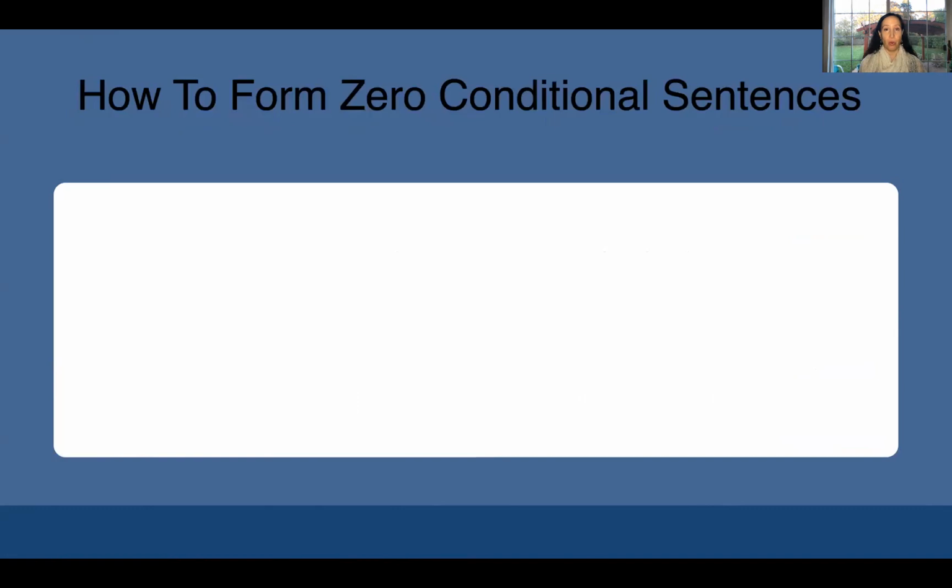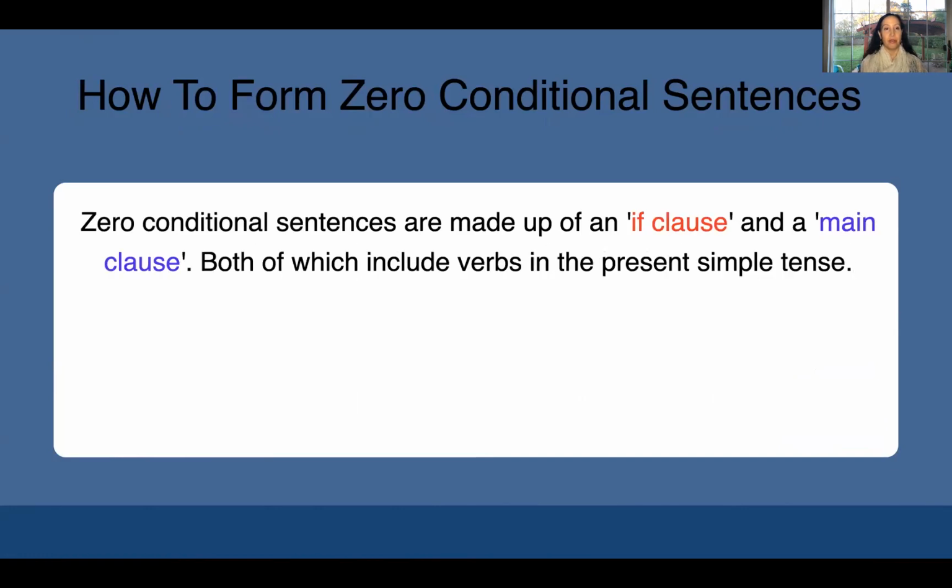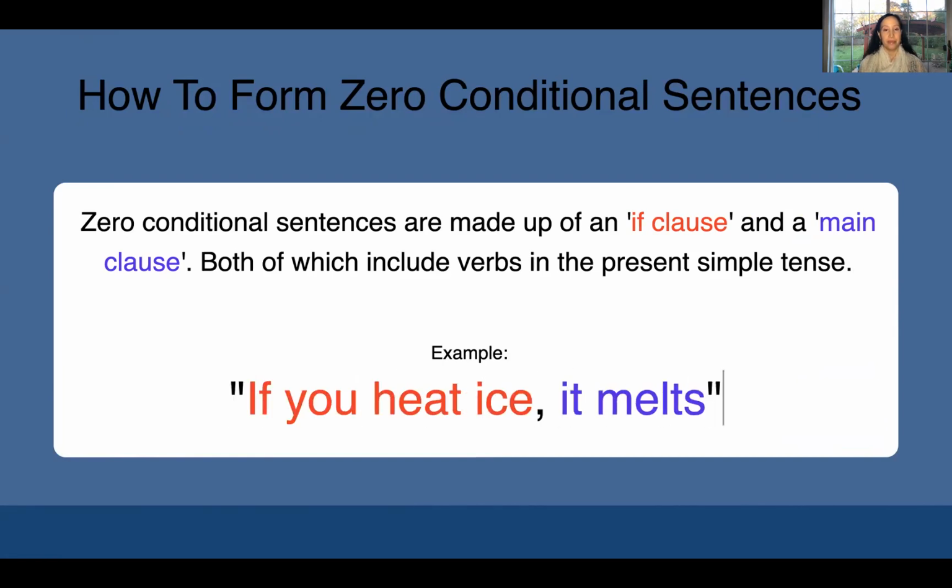Now, how are we going to form zero conditional sentences? Zero conditional sentences are made up of an if clause and a main clause, both of which include verbs in the present simple tense. An example: if you heat ice, it melts. Okay, so this is the same example, but I'm showing you how to form it.